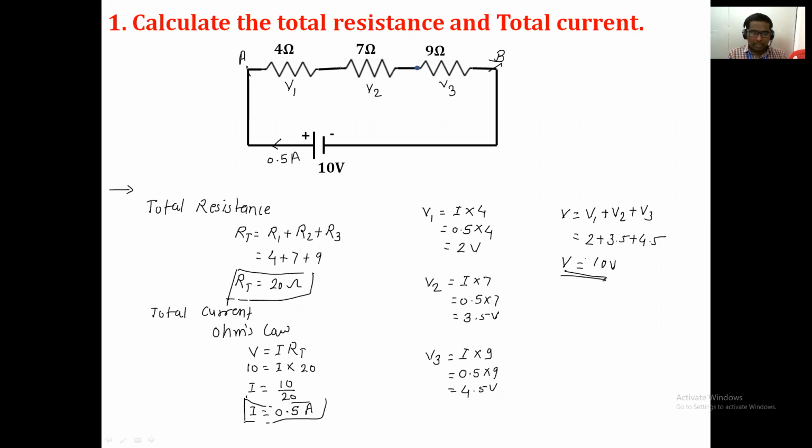each resistance. Again, the main characteristic: the voltage drop across any resistor is directly proportional to the resistance of that resistor. So here you will notice, for the 9 ohm resistor, how much is the voltage drop? 4.5. For the 7 ohm resistance, how much is the voltage drop? 3.5. So the higher the value of the resistor, the higher the voltage across it. Get it my point? That's why we say it's directly proportional.